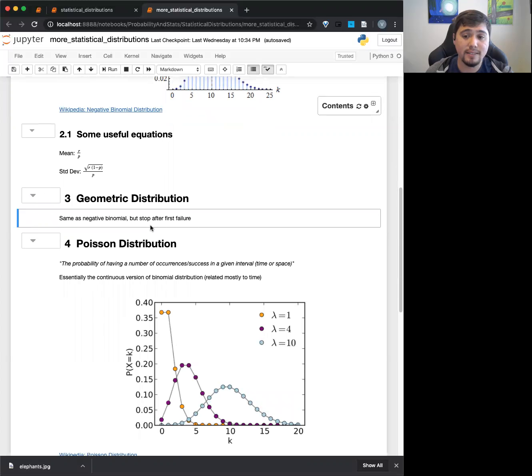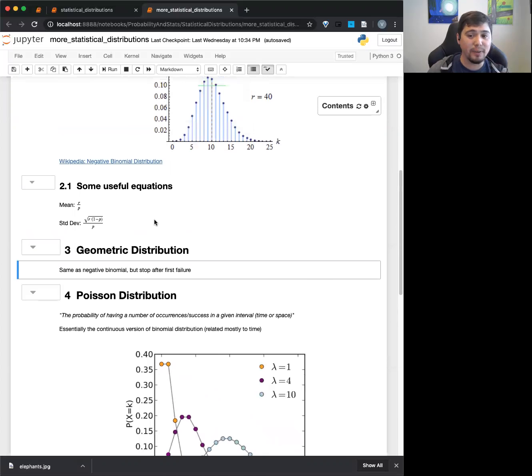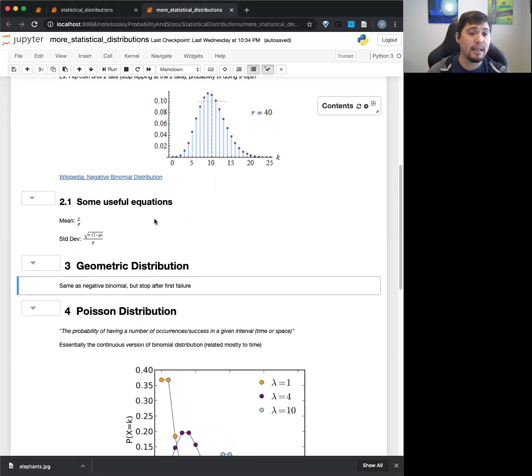So let's see here, geometric distribution. What's kind of interesting is that the geometric distribution is not even worth talking about because, in my opinion, it's the same thing as a negative binomial, but you only do it one time. So instead of waiting for 2 tails, you say, when you reach a tails, roll a die or flip a coin and it lands on tails, that's when you stop.